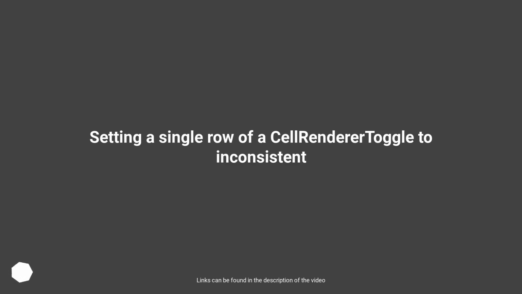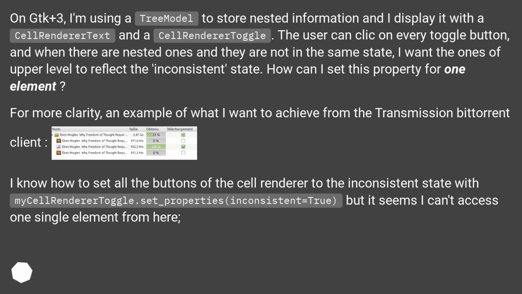Setting a single row of a cell render toggle to inconsistent. On GTK+3, I'm using a tree model to store nested information, and I display it with a cell render text and a cell render toggle. The user can click on every toggle button, and when there are nested ones and they are not in the same state, I want the ones of upper level to reflect the inconsistent state. How can I set this property for one element?